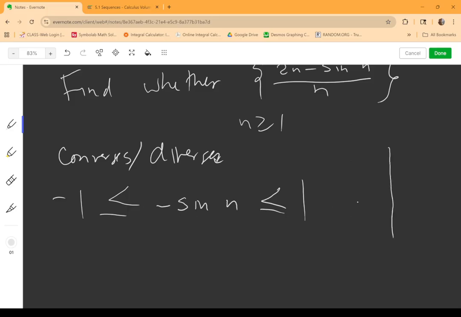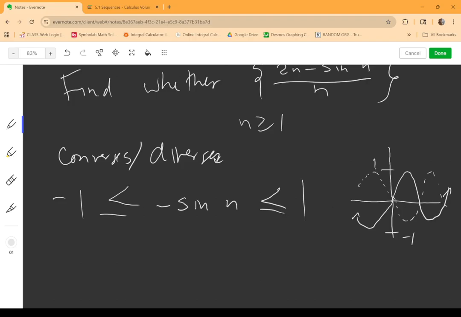If you think of the sine function, it looks something like this. What that negative does is flip it across the x-axis, but the bounds still hold. The max is still 1, the minimum is still negative 1. So whether that's sine n or negative sine n, this inequality holds.